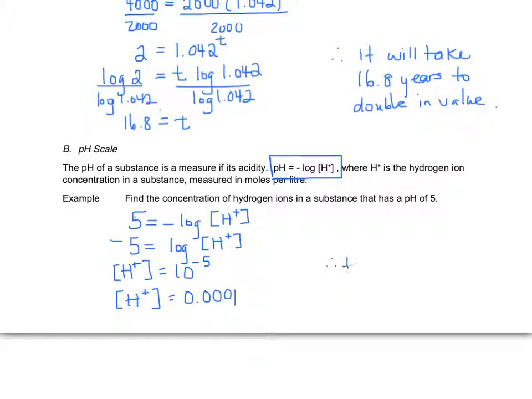So therefore, the hydrogen ion concentration is 0.0001 moles per liter.